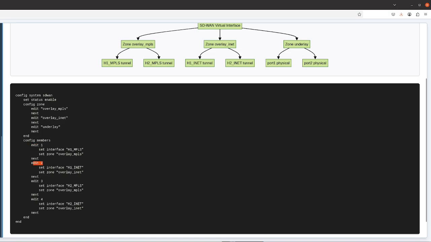This zone-based model is powerful because when we later write SD-WAN rules, we can say things like send this traffic to overlay_MPLS zone with a particular load balancing strategy, and FortiGate will automatically distribute the traffic across H1_MPLS and H2_MPLS according to the chosen algorithm. We do not have to list the individual tunnels, and we do not have to rewrite the rule if we add a third hub later.